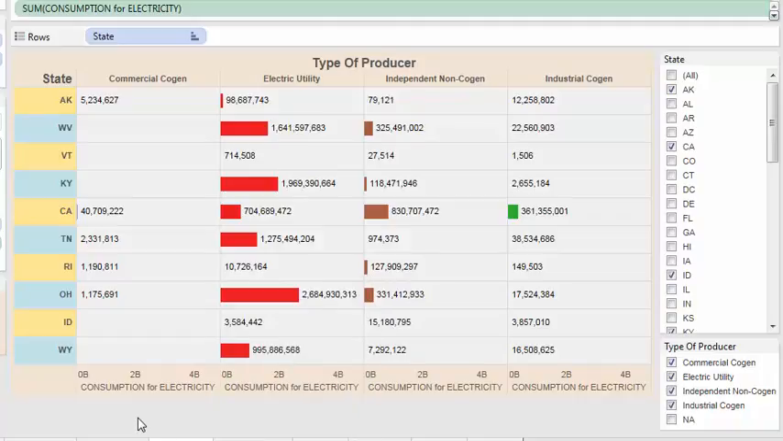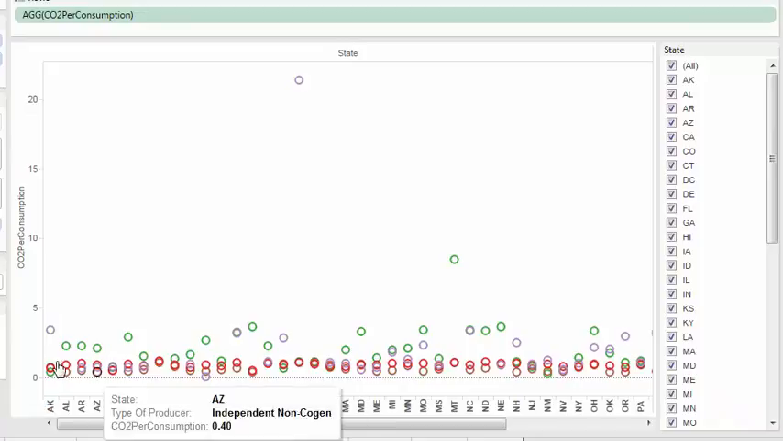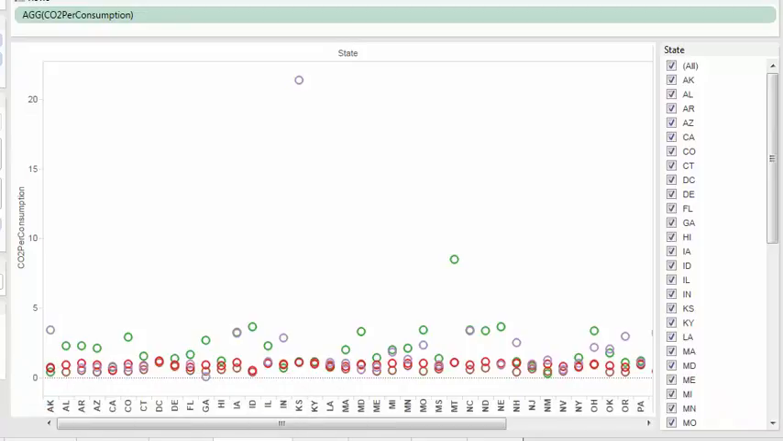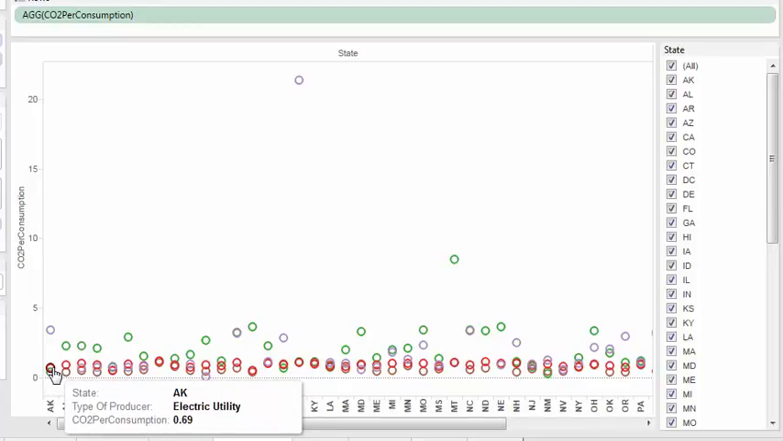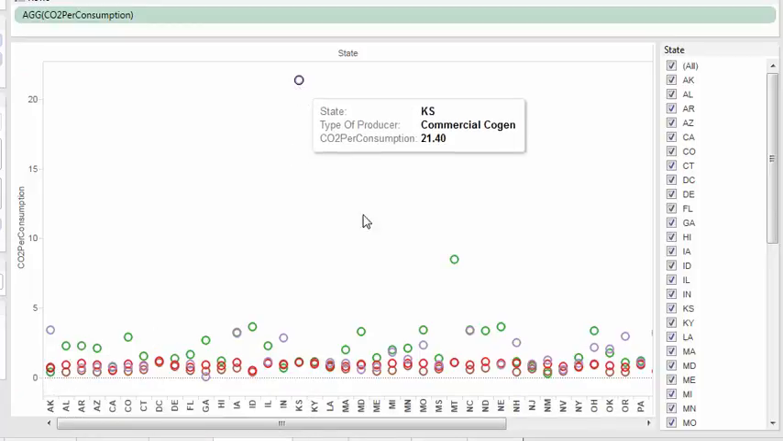In addition to that, in this side-by-side circle map, Cogen, as a type of producer, is the one which is emitting higher CO2 gases for most of the states. Cogen produces both energy as well as heat. That might be the reason for emitting more CO2 when compared to other types of producers.